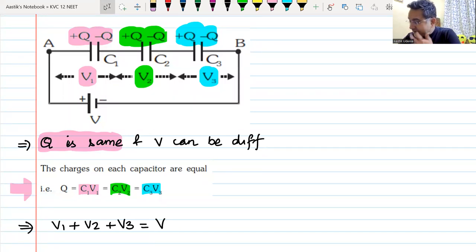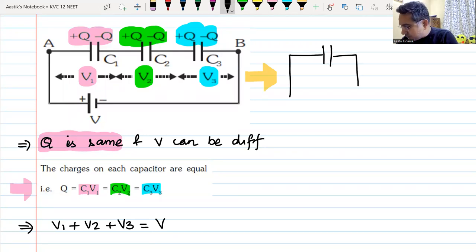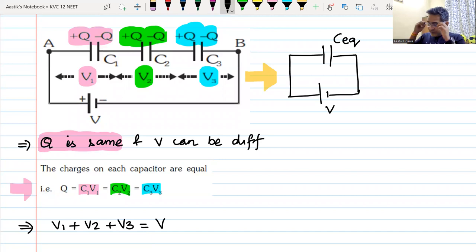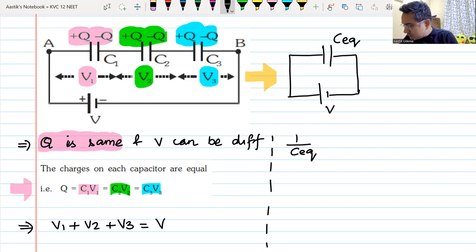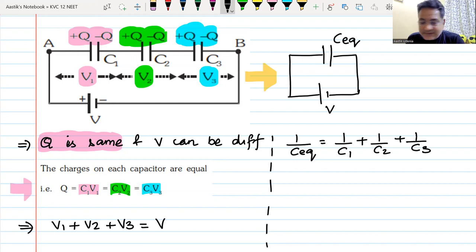Now what we can do is replace these three capacitors, and in place of these three capacitors, I can put one capacitor which will do the job that these three together do, and that is known as the equivalent capacitance. So, how do I find this equivalent capacitance? 1 by C equivalent will be equal to 1 by C1 plus 1 by C2 plus 1 by C3 and so on. This is how we can find the equivalent capacitance in case of the series combination of capacitors.